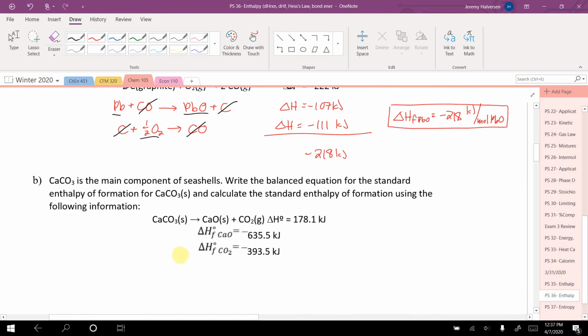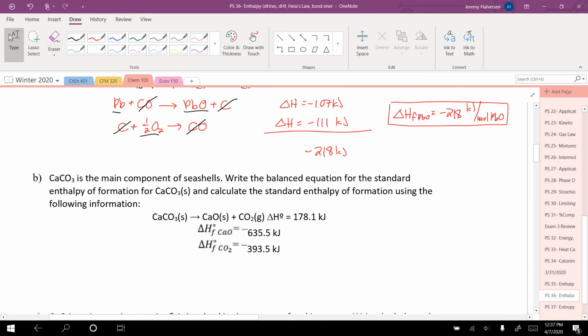Okay, CaCO3 is the main component of seashells. Write the balanced equation for the standard enthalpy of formation of CaCO3. Okay, so CaCO3 comes from Ca and C and O2. We need 3 O's, 3/2 O2. That's the formation equation for CaCO3.